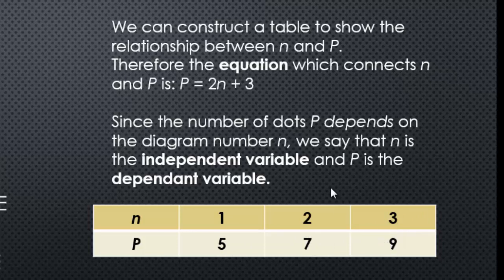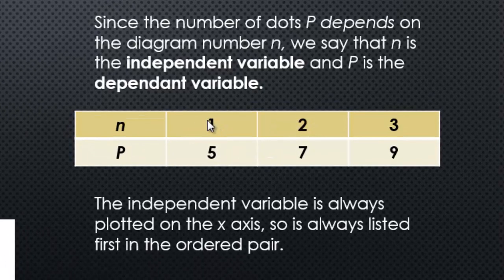Since the number of dots depends on this number, we say that n is our independent variable and that p is our dependent variable. And remember that our independent variable is always plotted on our x-axis, and so it is always listed first in our ordered pair. So the ordered pairs for this would be (1, 5), (2, 7), (3, 9).